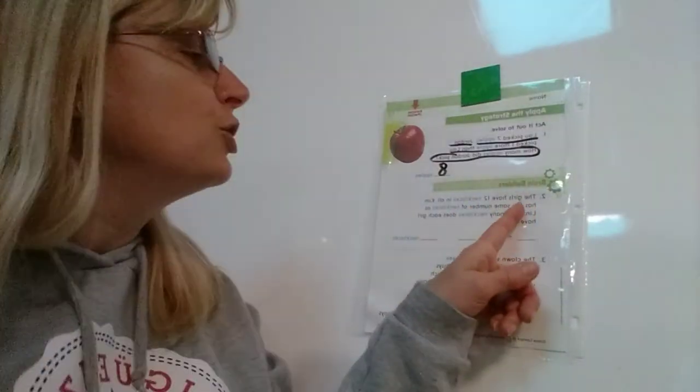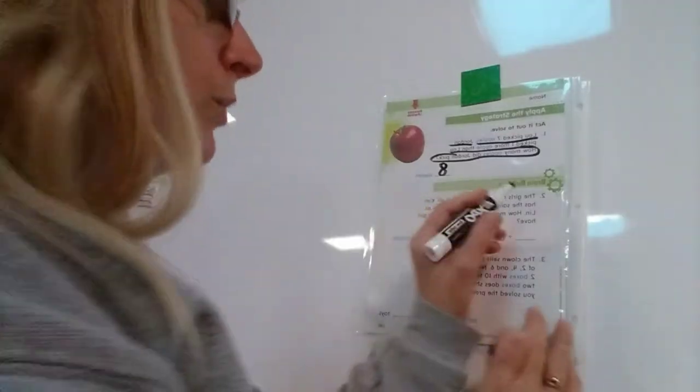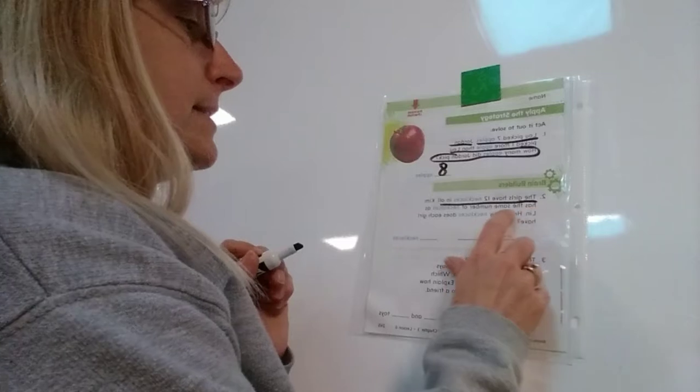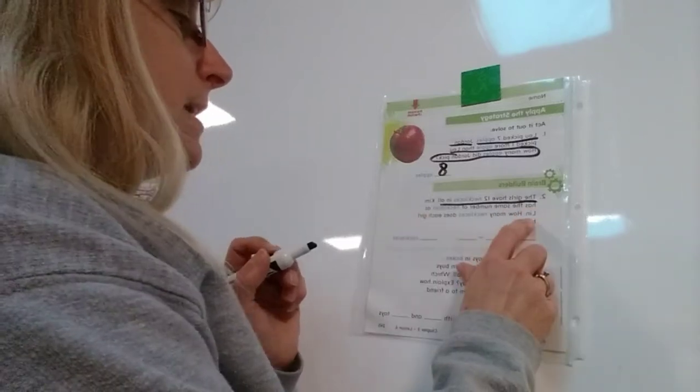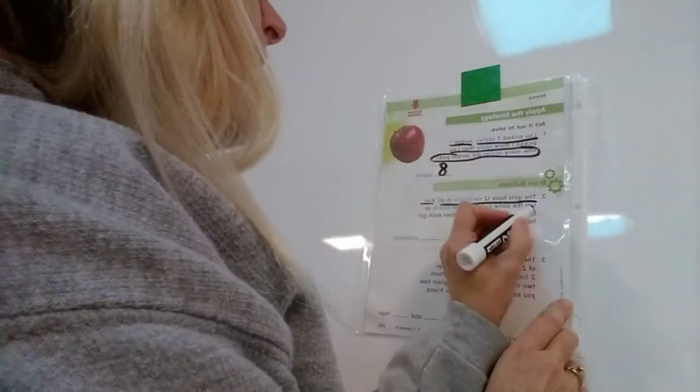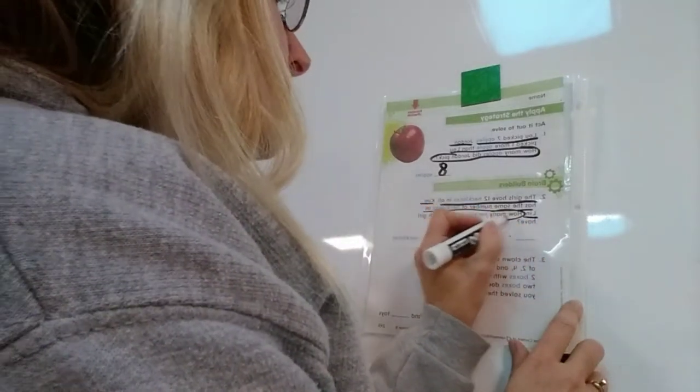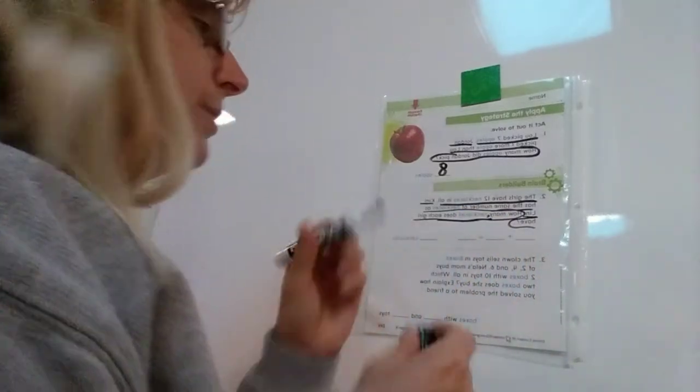This one says the girls have 12 necklaces in all. We know that, right? They told us, so we're going to underline. Kim has the same number of necklaces as Lynn. So we'll underline, they have the same number. How many necklaces does each girl have? So that's what we need to find out. How many does each girl have?